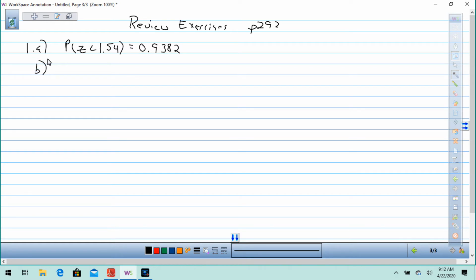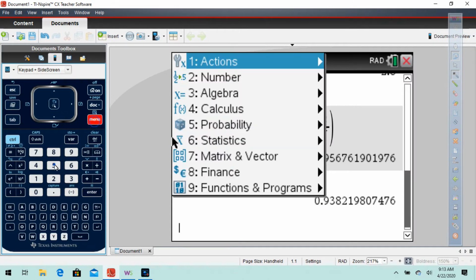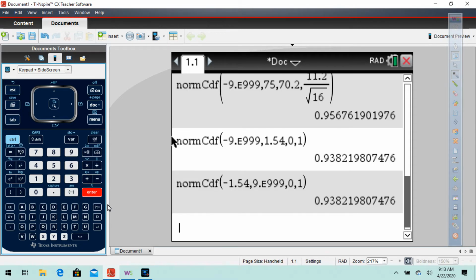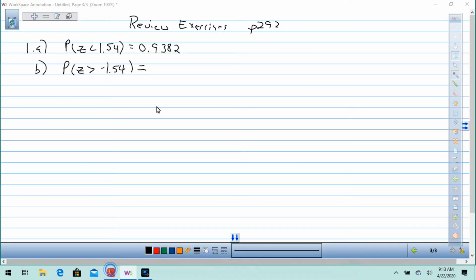B, for a randomly selected subject, find the probability of a bone density test score greater than negative 1.54. Probability that Z is greater than negative 1.54. So let's go over here. Menu 5, 5, 2, negative 1.54, positive infinity. And we get 0.9382.